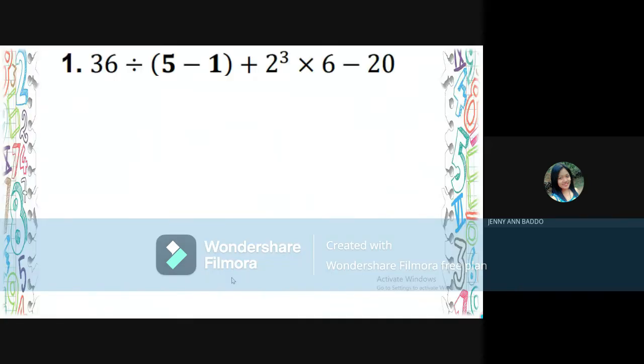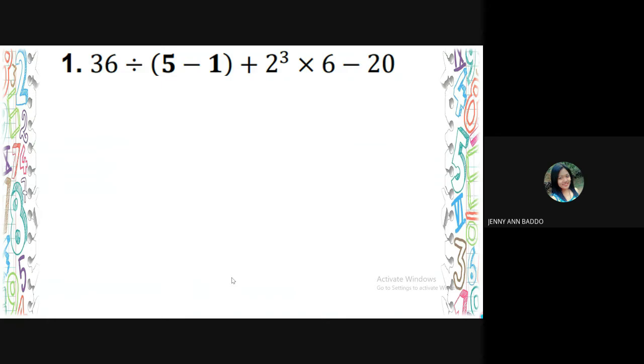Sample: 36 divided by (5 minus 1) plus 2 cubed times 6 minus 20. First, we have to work on the operations inside the grouping symbol or inside the parentheses. So that's 5 minus 1, so we have 4. So it's now 36 divided by 4 plus 2 cubed times 6 minus 20.